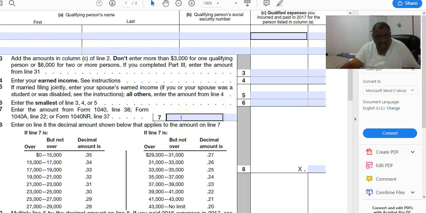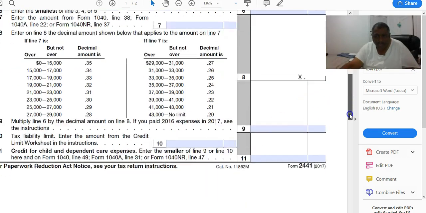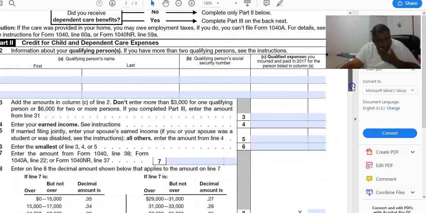Line 7 is line 38. Adjusted gross income amount will go here. Based on the amount, we'll look at the chart and see what percentage we'll be working with, which will go right here. And then line 10, if we have anything on line 47 of the 1040 for tax liability, that'll go right here in this box. But if it's 0, then we won't be filling this form out at all anyway. So that's basically how you do the 2441 form.